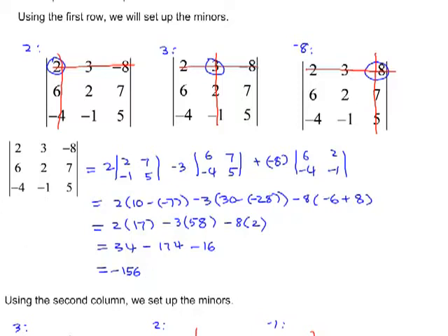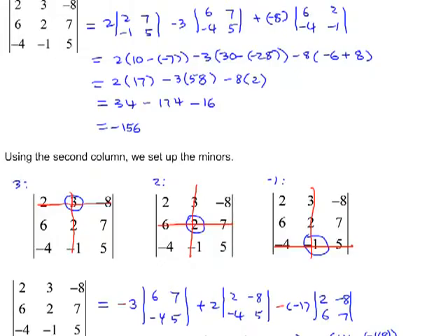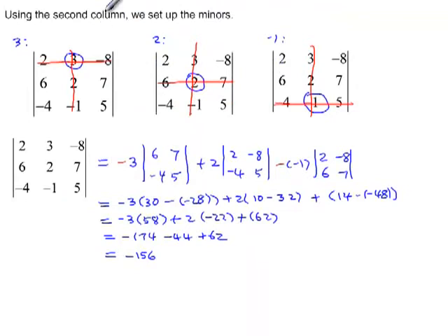Of course, the natural question next will be, can we use a different row or a different column? Well, let's try it. Suppose we are going to use the second column. If you do, then we will set up the minors the same way. So for the second column, the first entry is 3. Cross out the first row, second column, so the minor will be the determinant of 6, negative 4, 7, and 5.